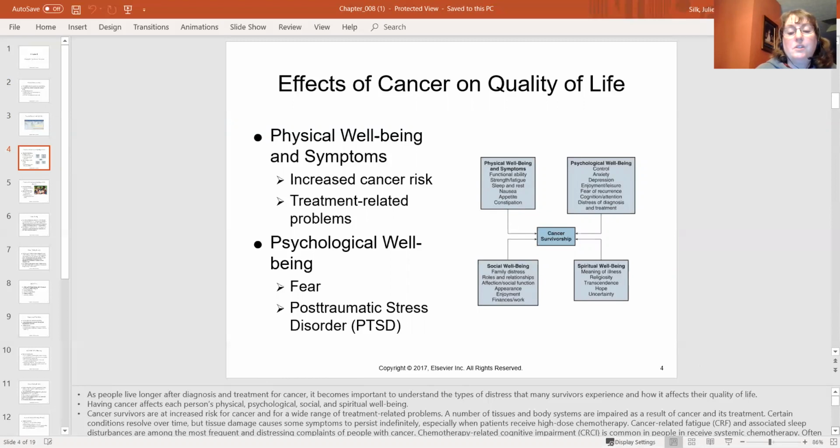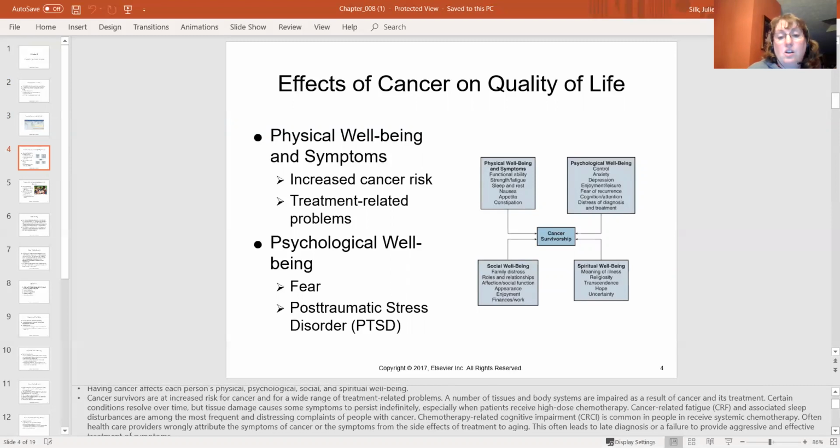A number of tissues and body systems are impaired as a result of cancer and its treatments. Certain conditions resolve over time, but tissue damage causes some symptoms to persist indefinitely, especially when patients receive high-dose chemotherapy. Cancer-related fatigue and associated sleep disturbances are among the most frequent distressing complaints of people with cancer.